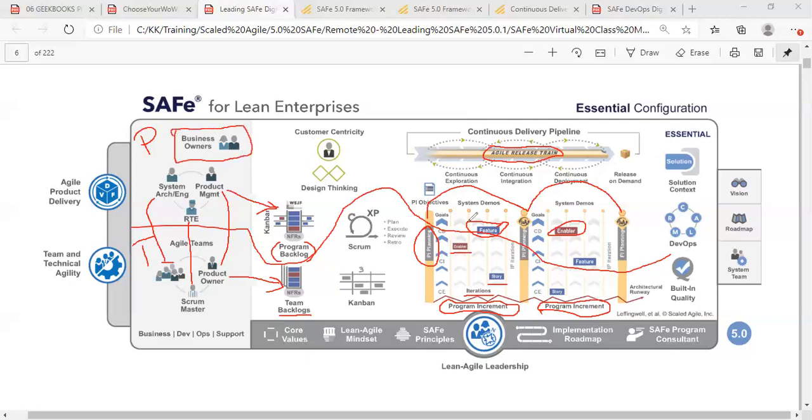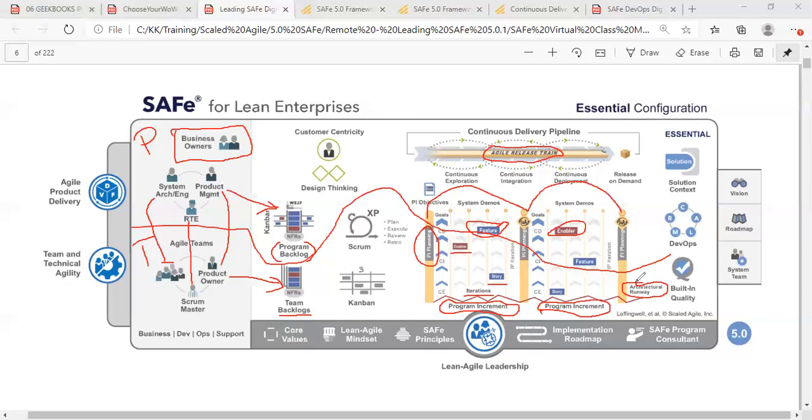Now, this is what essential configuration is all about. There is one more thing that I want to make sure you understand, which is the architectural runway. You see this architectural runway? You can think of this analogy. For the trains to run, you need to lay the tracks or the rail, isn't it? So the train runs on tracks. Similarly, for value to be delivered to the customers, you need to first build the tracks. For the teams to start delivering, you need to build the tracks.